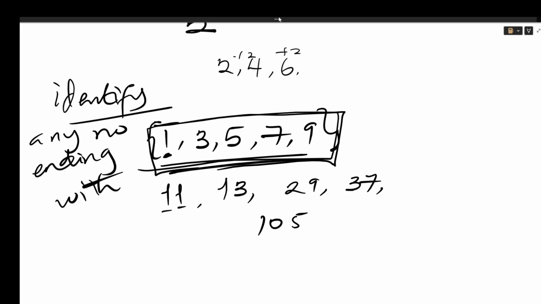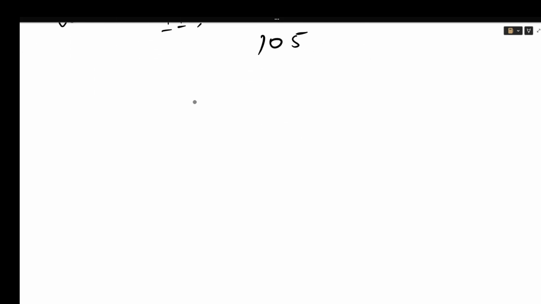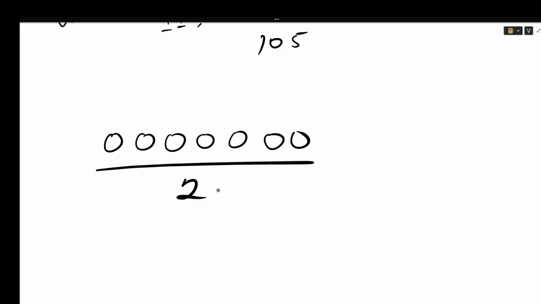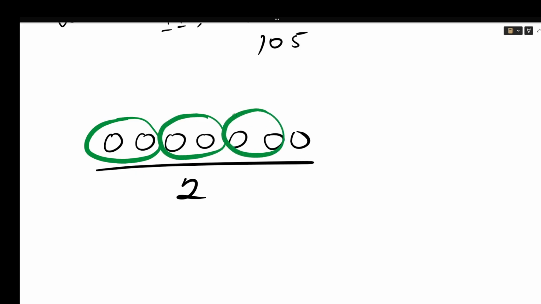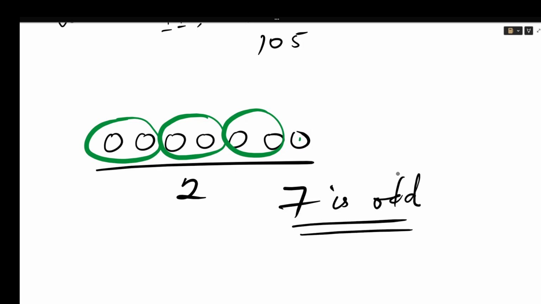So if we are to do a last example in testing our understanding of odd numbers, I would choose the number 7. So 7 arranged: 1, 2, 3, 4, 5, 6, 7. Now divisible by 2. So let's group them. Let's see how many remain. I group my first 2. I group these 2. I group these 2. Now you can see there is a remainder of 1. That means 7 is odd. I believe this is clear.